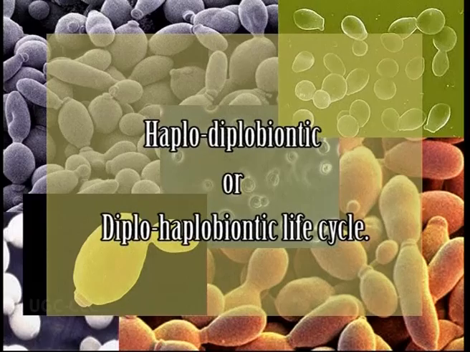It is interesting to note that in the life cycle of Saccharomyces cerevisiae, both the haplophase and the diplophase are of equal importance, and each phase is perpetuated by budding. Such a type of life cycle or alternation of generations is known as haplodiplobiontic or diplohaplobiontic life cycle.